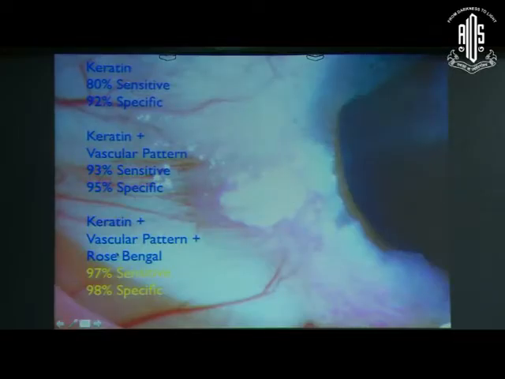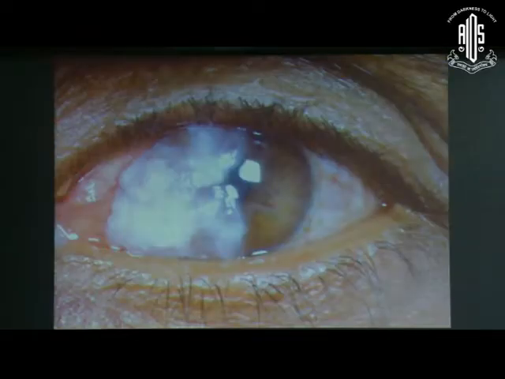Well, so we did analyze a series of cases with Dr. Hunavar, and then we found that the presence of all these three features, keratin, the vascular pattern, and rose Bengal, there was 97% sensitivity and 98% specificity in differentiating these lesions from a benign lesion. So these are the characteristic features of OSSN.